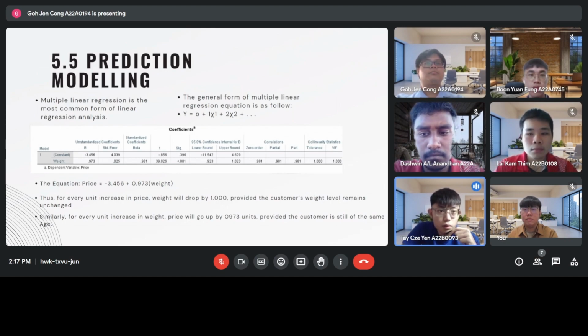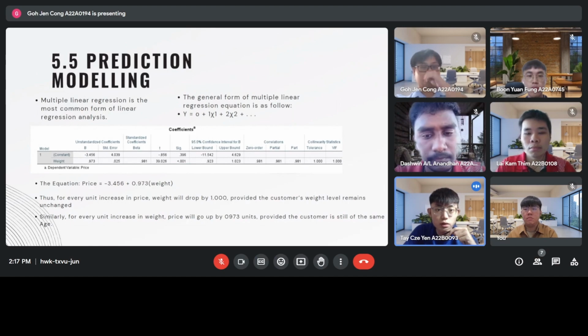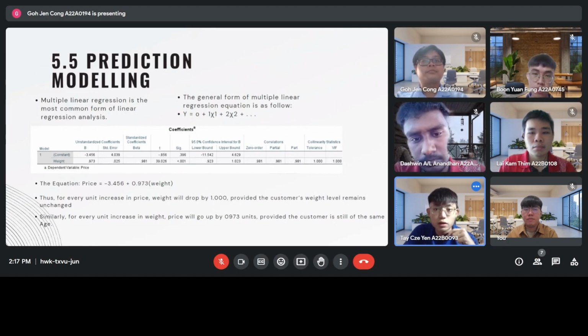So, multiple linear regression is the most common form of linear regression analysis. And the general form of the multiple linear regression equation is as follows. So from the table shown, the equation is price equals negative 3.456 plus 0.973 times weight. Thus, for every unit increase in price, weight will drop by 1,000 provided the customer's weight level remains unchanged. Similarly, for every unit increase in weight, price will go up by 0.973 units provided the customer is still the same age. Next page.